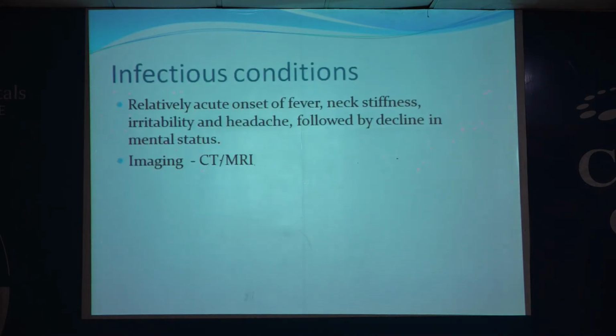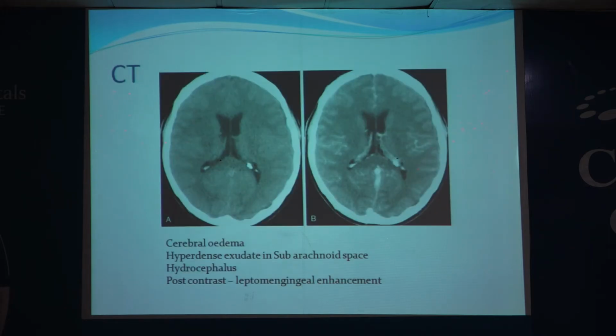Coming to infectious conditions. Infectious conditions have a relatively acute onset with fever, neck stiffness, irritability, headache, decline in mental status, and focal neurological signs and symptoms. CT and MR both can be done depending on the patient's condition.